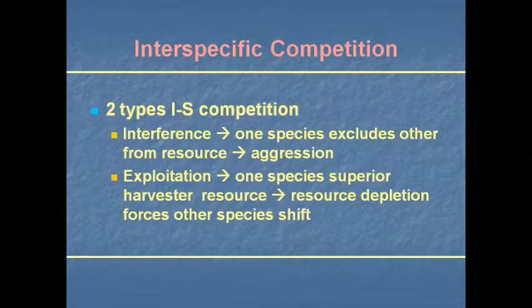forms. There are two types of interspecific competition: interference competition, where one species actively excludes another from the resource, typically via aggression, and exploitation competition, where one is a superior harvester.